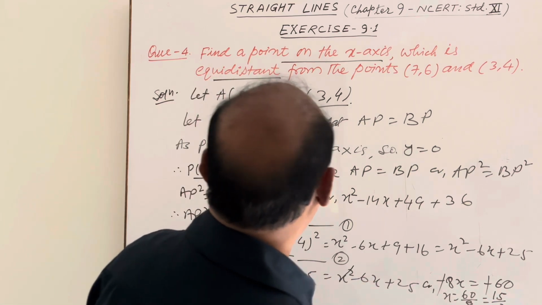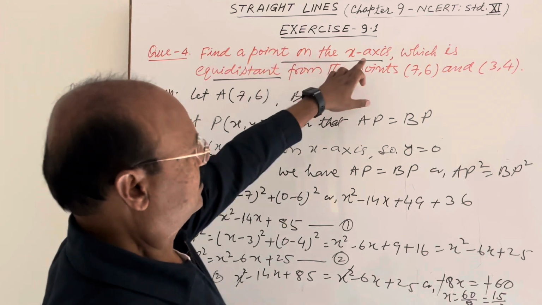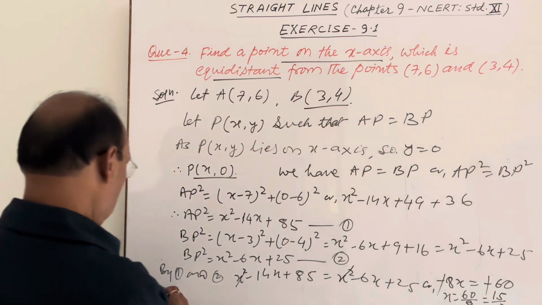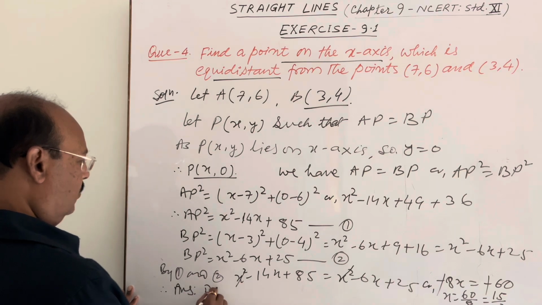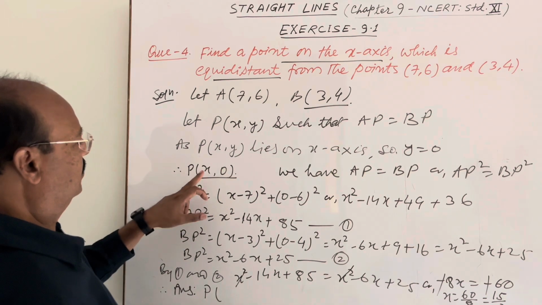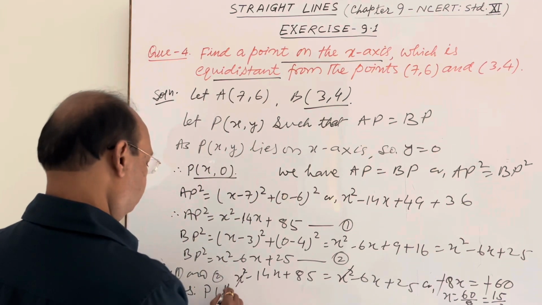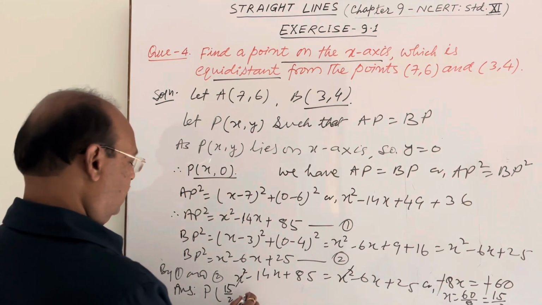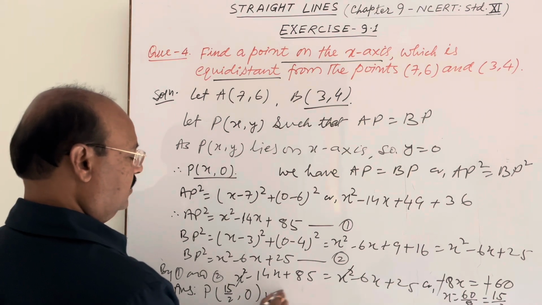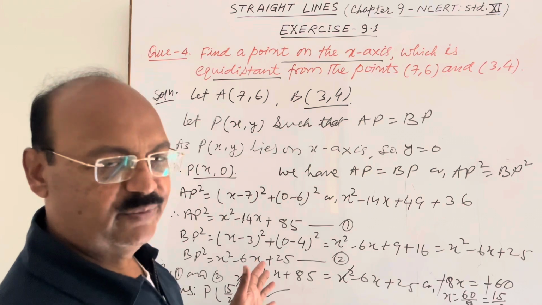So now we can write the coordinates of this point P. Therefore, the answer is the coordinates of point P: the value of x is 15/2 and the y coordinate is 0. Correct? This is the answer. Hope you understood it. Very simple question.